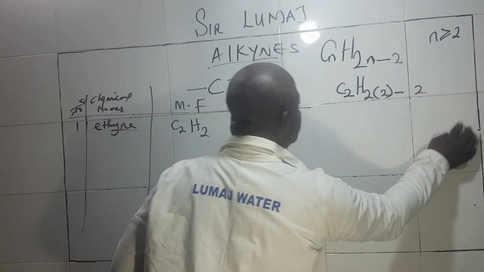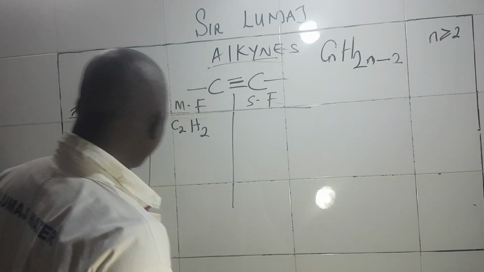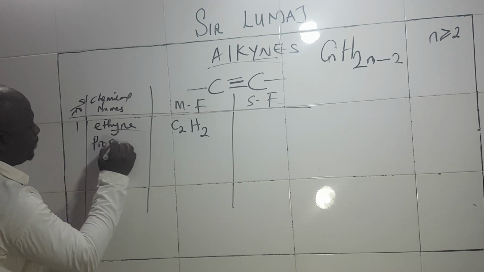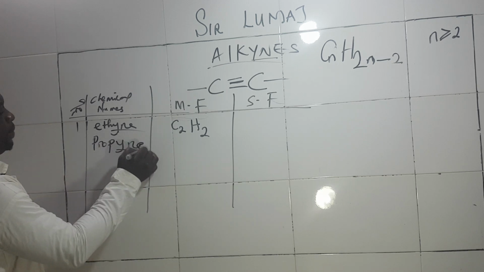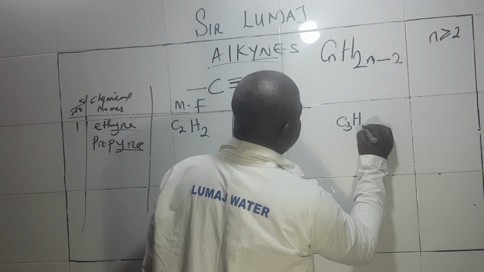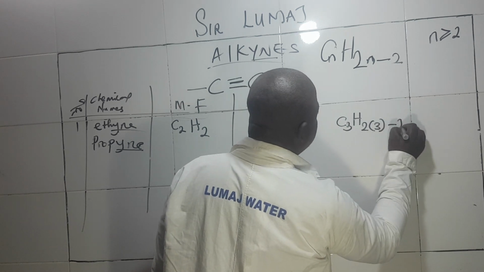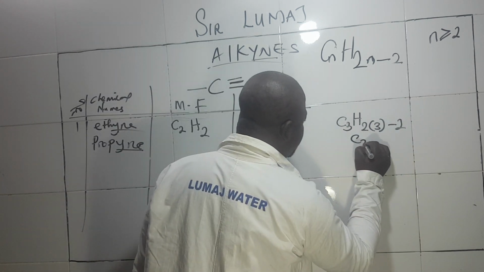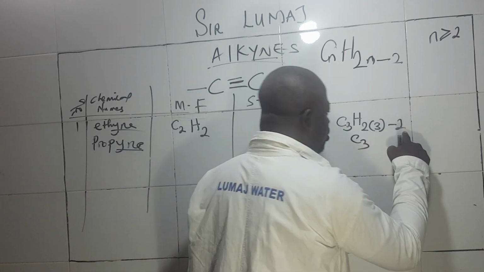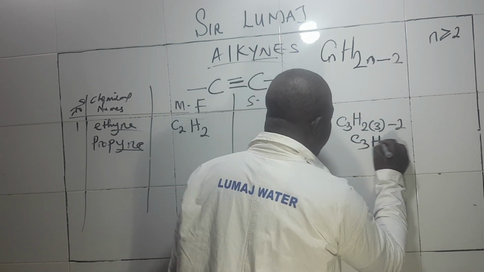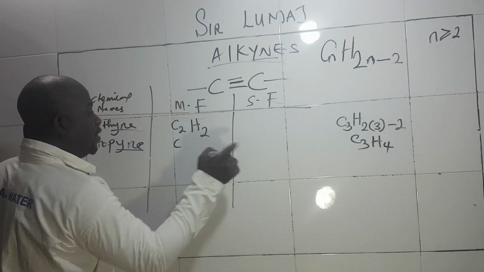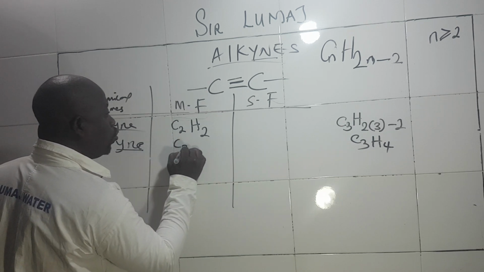Let's go to the next one on the list, which is what? Propyne. Propyne is 3. So from this we have C3, H(2 times 3 minus 2). We now have C3, 2 times 3, that is 6, 6 minus 2, that is 4. So we have C3H4. C3H4 is now the molecular formula of propyne.